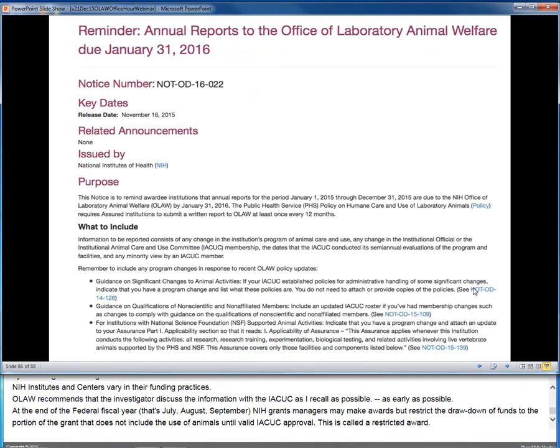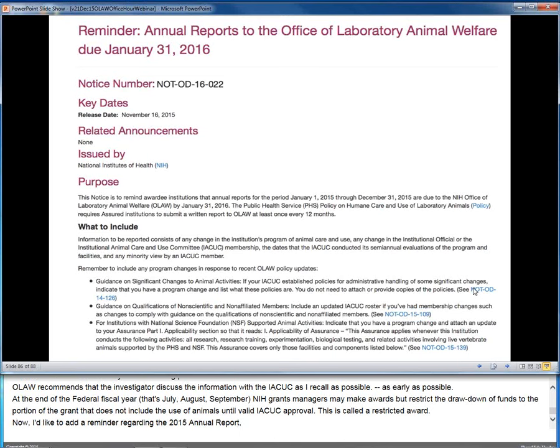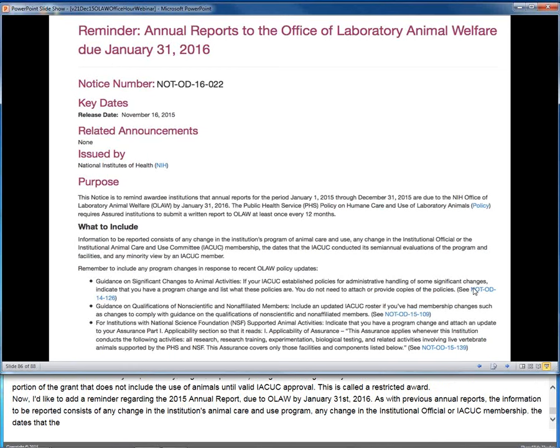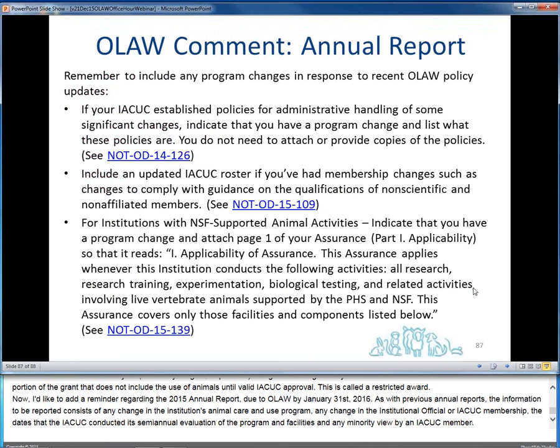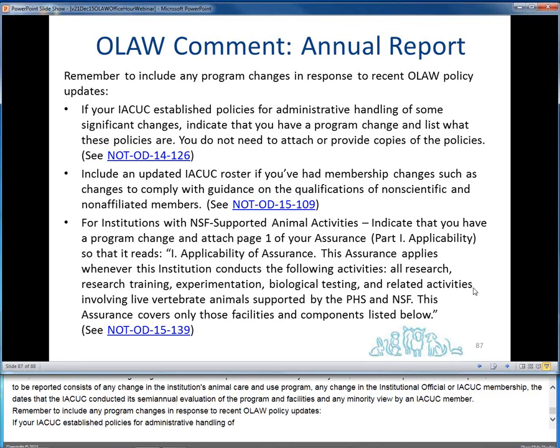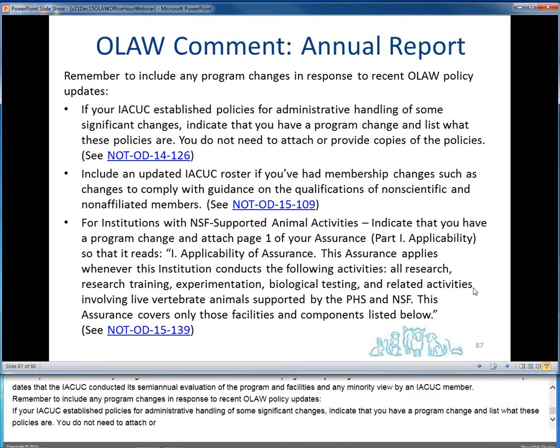Now I'd like to add a reminder regarding the 2015 annual report, due to OLAW by January 31st, 2016. As with previous annual reports, the information to be reported consists of any change in the institution's animal care and use program, any change in the institutional official or IACUC membership, the dates that the IACUC conducted its semi-annual evaluations of the program and facilities, and any minority view by an IACUC member. Remember to include any program changes in response to recent OLAW policy updates. If your IACUC established policies for administrative handling of some significant changes, indicate that you have a program change and list what these policies are. You do not need to attach or provide copies of the policies.